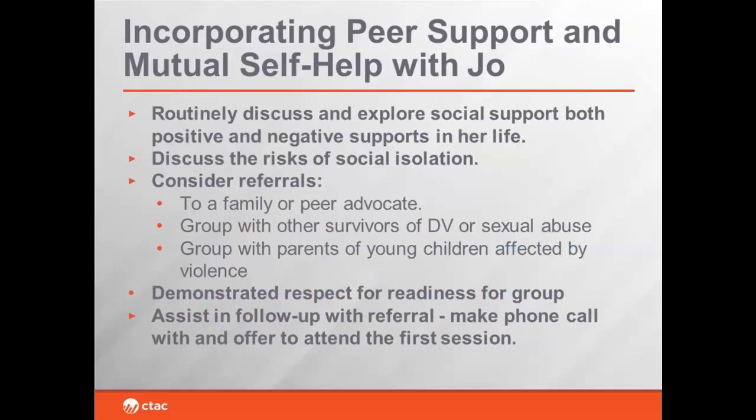Again, folks who've gone through trauma or been exposed to toxic stress, it's not unusual for them to isolate and withdraw, especially in social situations. So talking about the risks of isolation and helping them to identify ways in which they can connect with others. And then considering referrals to family and peer advocates. Of course, if someone has a history of interpersonal violence or domestic violence or sexual abuse, referring them to groups for survivors of domestic violence or sexual abuse, or again, for those of you who may not do treatment, referring them to treatment for trauma and groups that address trauma, and also groups for parents of young children who've been affected by violence.